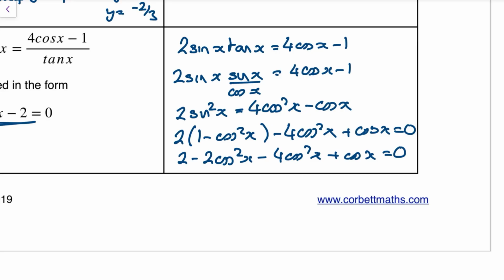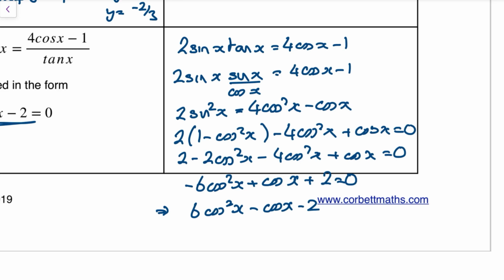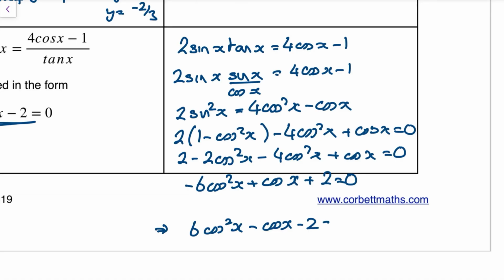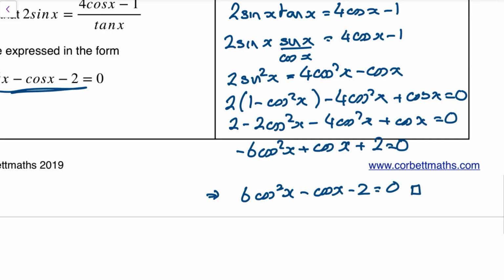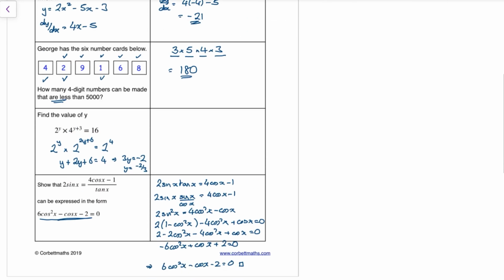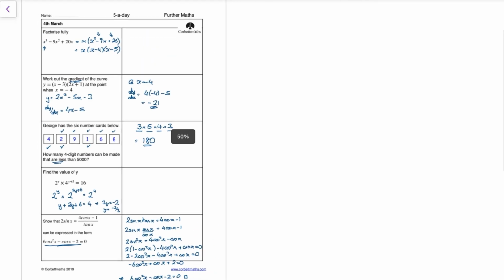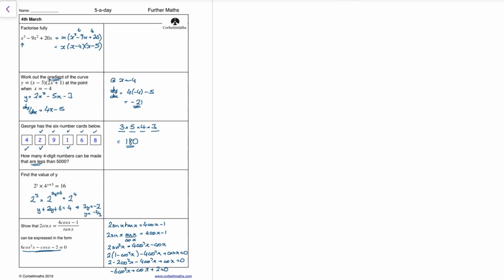Now I'm normally going to have to do a step in between on it, even though I think we can all see where this is going. So that's minus 6 cos squared x plus cos x plus 2 equals 0, which implies that 6 cos squared x, multiplying everything by minus 1, minus cos x minus 2 is equal to 0. What was I looking for? 6 cos squared x minus cos x minus 2 equals 0. And I have proven that to be true. I definitely did that one slightly more messily than it was supposed to be, but we got there. It would have been more sensible if I'd moved everything to the right-hand side, but not a problem.